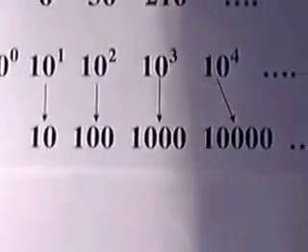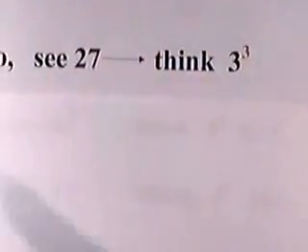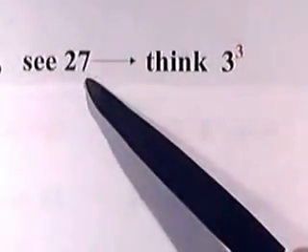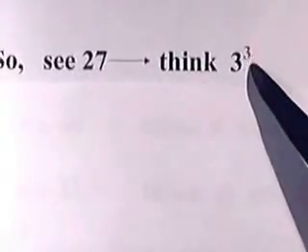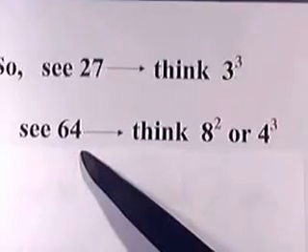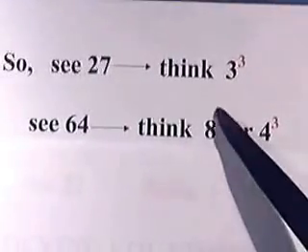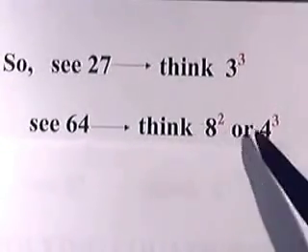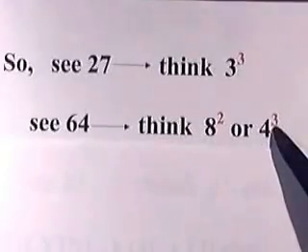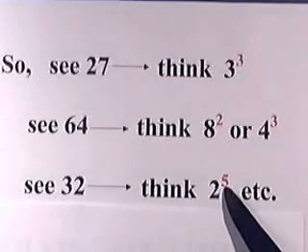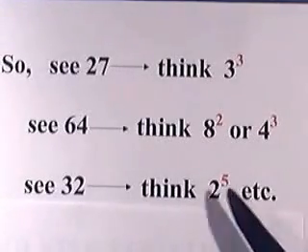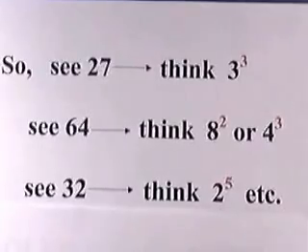You need to be able to recognize these things if they crop up in a question to do with powers. So in other words, what I'm saying to you is that if you see the number 27 in a power question, then you really ought to be thinking, this is 3 to the power of 3. If you see the number 64, you should really think, it's 8 squared, or it could be 4 to the power 3. If you see 32, it's really 2 to the power of 5. Okay? You should get yourselves familiar with these sorts of things.